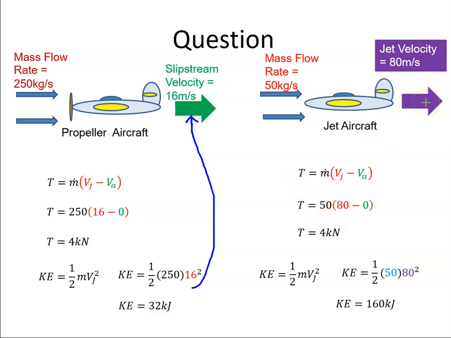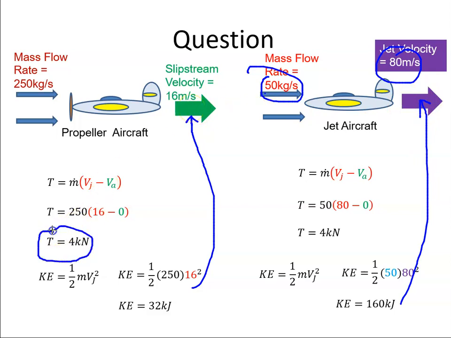And the energy of the air here, well, it's half mv squared, so it's half 50 kilograms per second by the 80 meters per second, and that's 160 kilojoules, so 5 times larger. So there's 5 times more energy in the wake of the jet aircraft than there is in the turboprop aircraft, even though they're both producing the same amount of thrust.